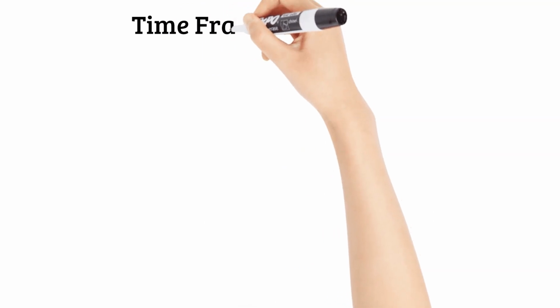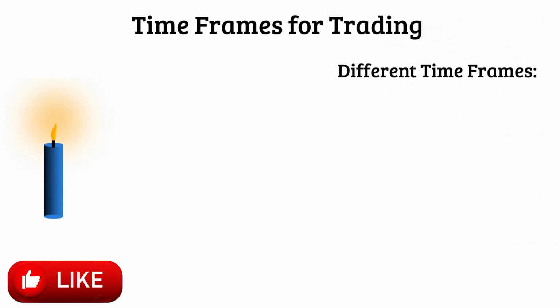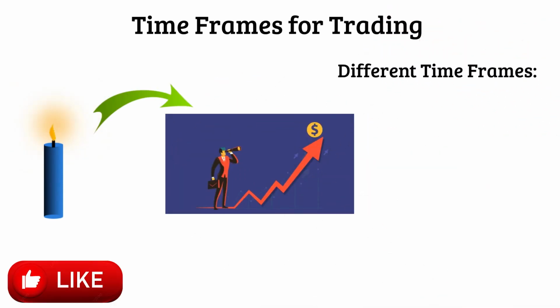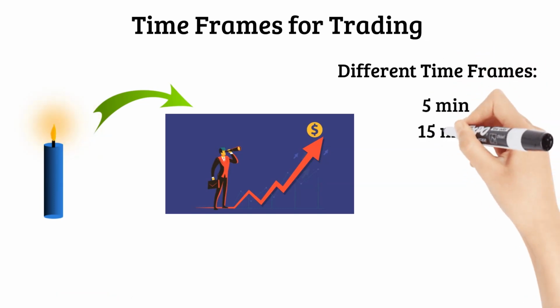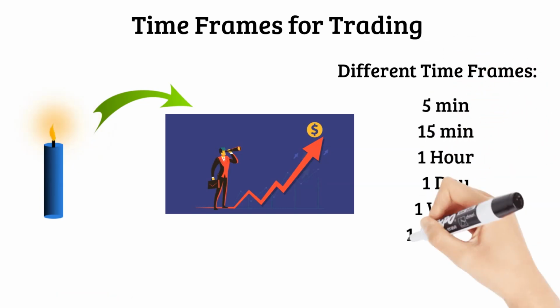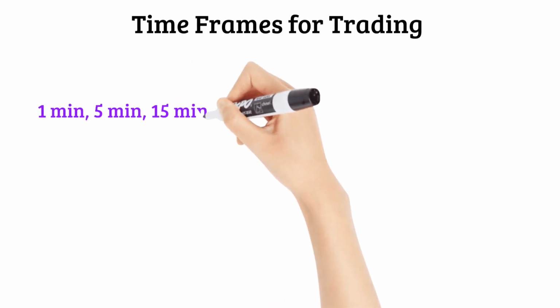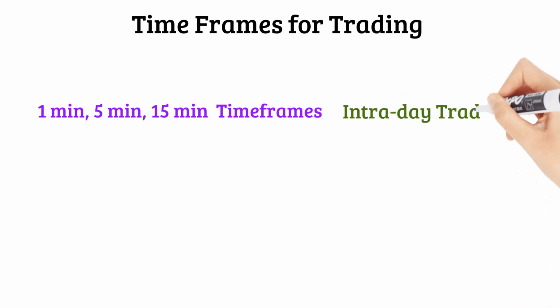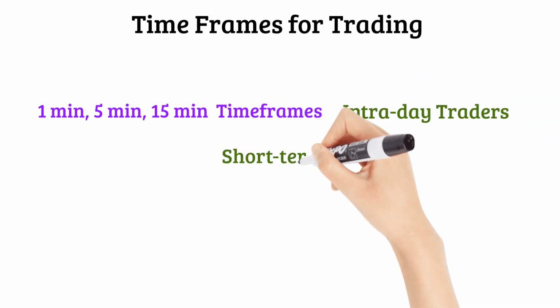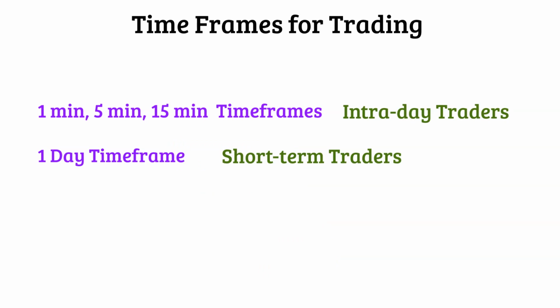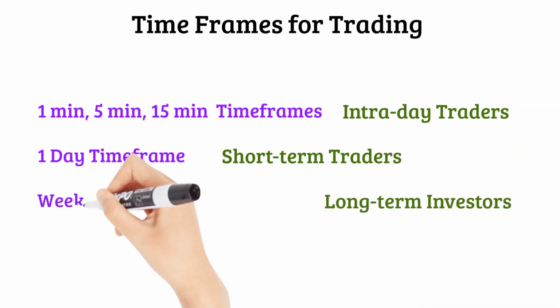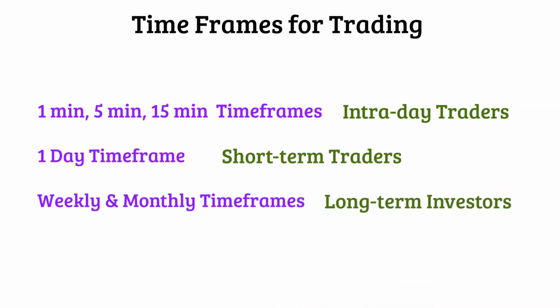Now let's see what are the different time frames available for trading. The beauty of a candlestick is that you can check different time frames to see the price movement in detail. There are different time frames to check the price movement, like 5 minutes, 15 minutes, 1 hour, 1 day, 1 week, 1 month, etc. Generally, very short time frames like 1 minute, 5 minutes, 15 minutes are used by intraday traders. Short-term traders generally use daily charts, and long-term investors use weekly and monthly charts to analyze the price movement.